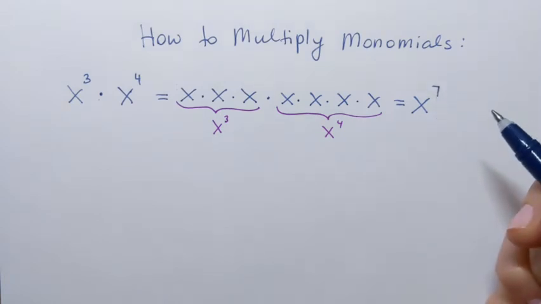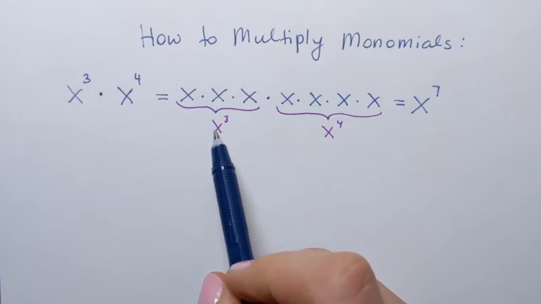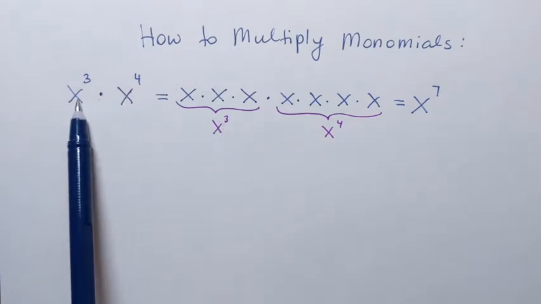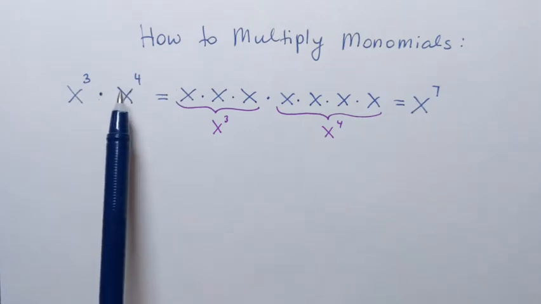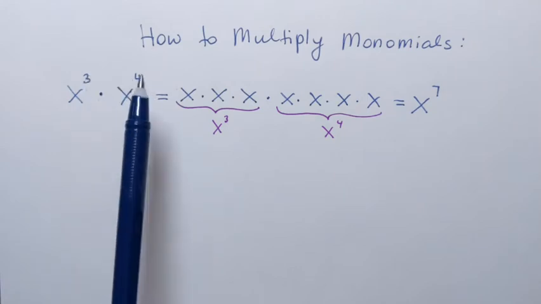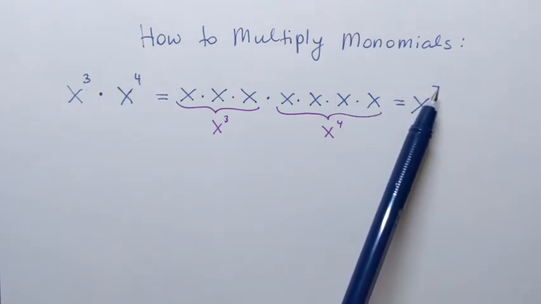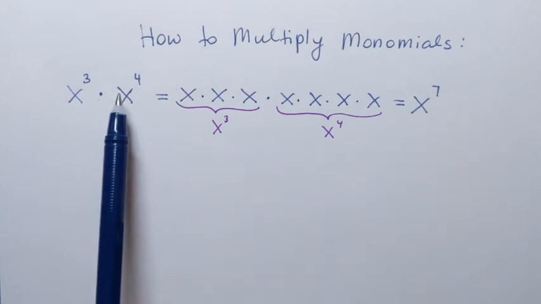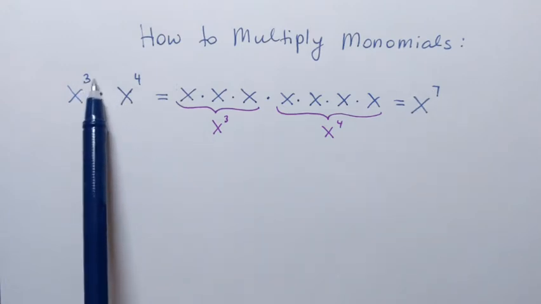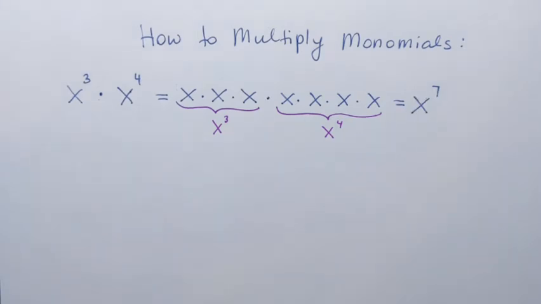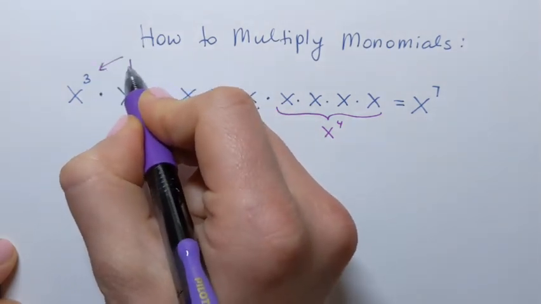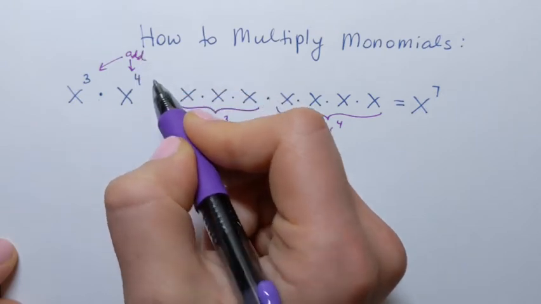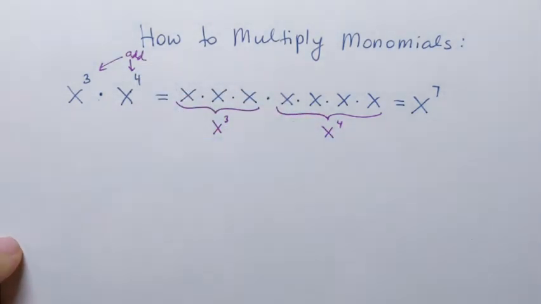Now, we won't have to do it every time, but this actually suggests a rule. How can I jump from x to the third power times x to the fourth power to that answer? Well, what do I need to do with the powers? If I had 3 and 4 and end up with power 7, what would be the rule? Well, we can probably guess that we have to add powers, right? So 3 plus 4 equals 7. And that's how we will multiply same variables. We'll need to add the powers.